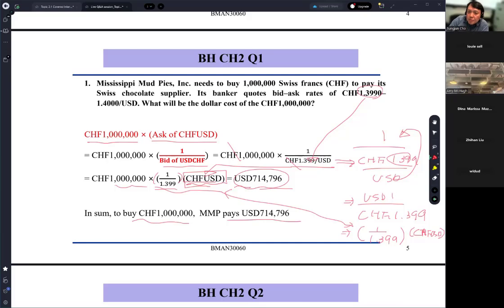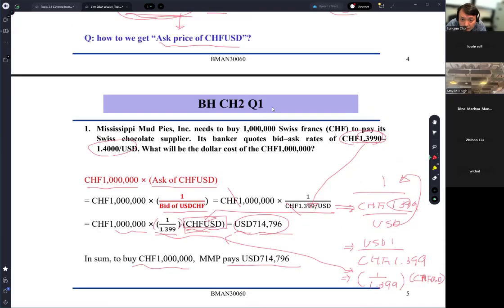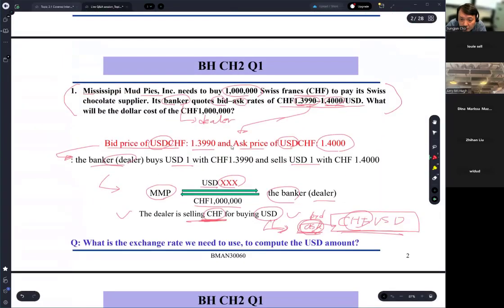So this is the answer for the first question. Any questions? So given the bid and ask price of USD CHF, we just analyze what the dealer is doing in these transactions.